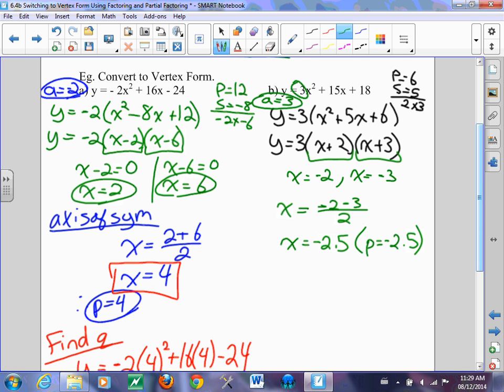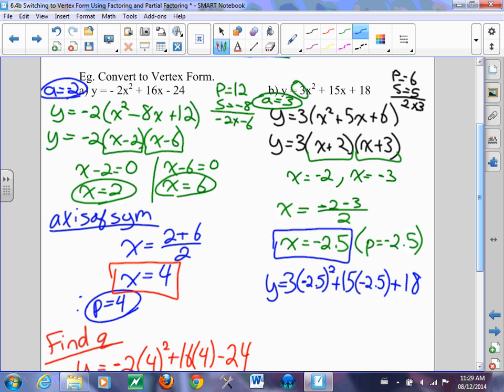Okay, now to find q, you've got to sub in your value of x equals negative 2.5 into the equation. So you go y equals 3 times negative 2.5 squared. You're definitely going to need your calculator for this one, guys. Plus 15 times negative 2.5 plus 18. Okay, plug it in your calculator. You've got 18.75 minus 37.5 plus 18. Okay, so y equals negative 0.75. Okay, last step, and that's your q.